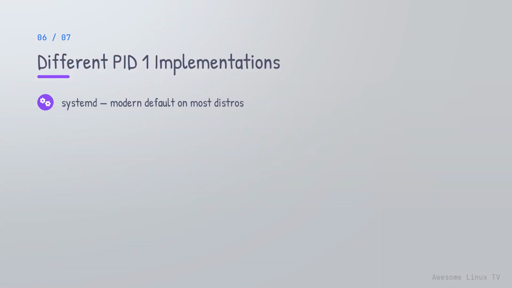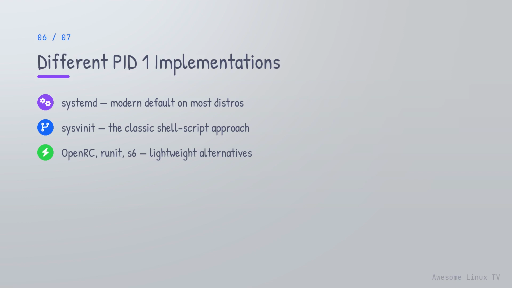PID 1 is a role, not a specific program. For decades, the default was sysvinit, a relatively simple program that ran shell scripts in sequence to start services. Modern distros mostly use systemd, which is far more capable. It tracks dependencies between services, can restart failed ones, manages sockets, timers, and even user sessions. But systemd is also large and opinionated, which is why alternatives like OpenRC, runit, and s6 exist. They each handle the PID 1 responsibilities differently, trading features for simplicity. On a typical Linux box, you can check which one you're running with cat /proc/1/comm.